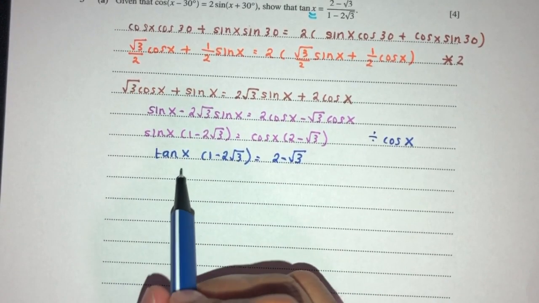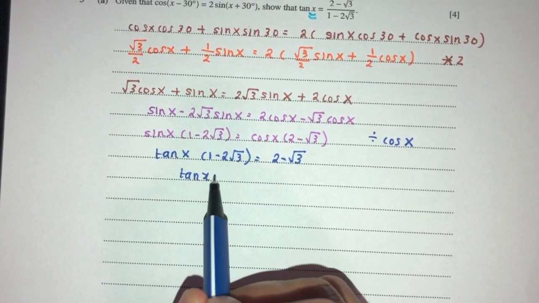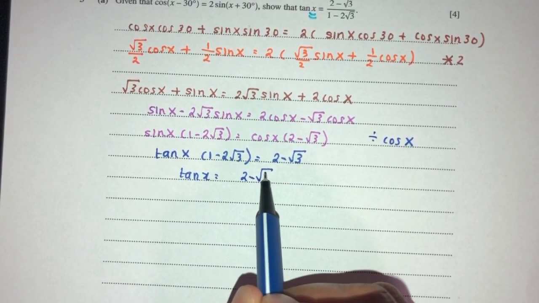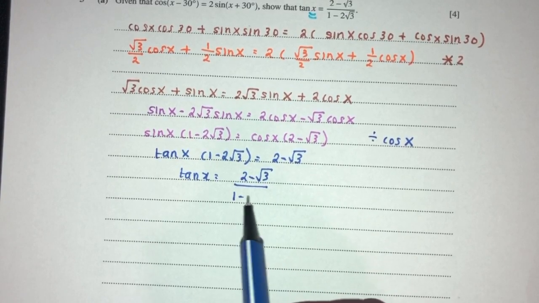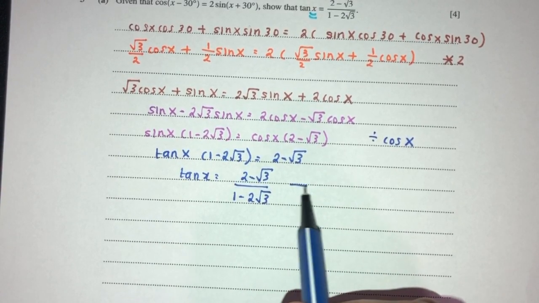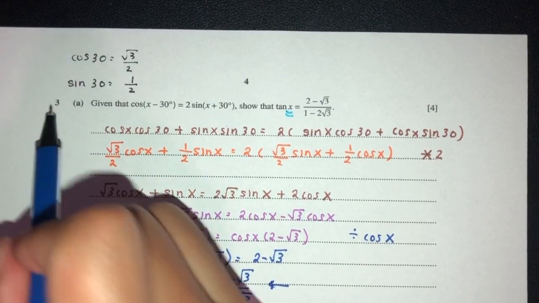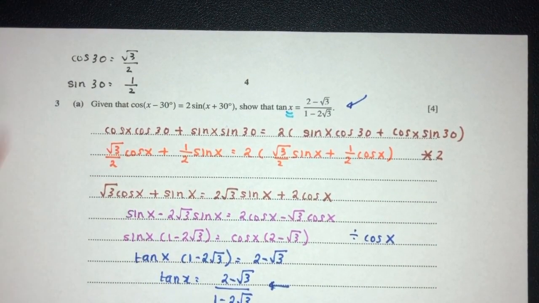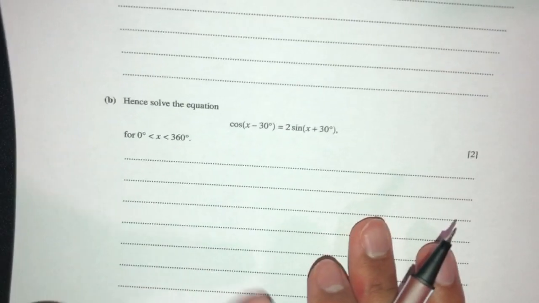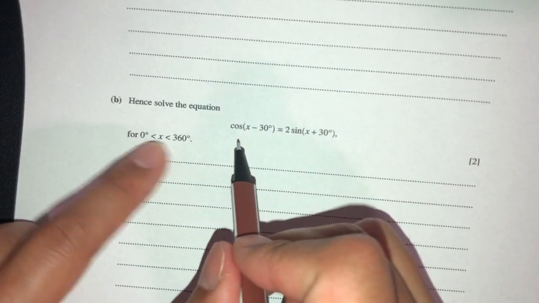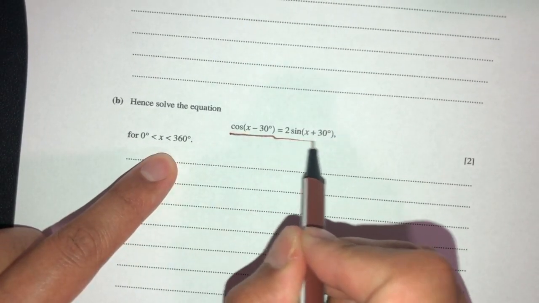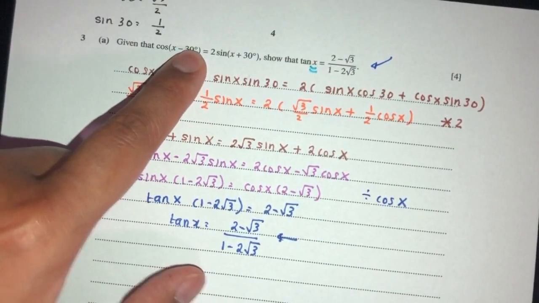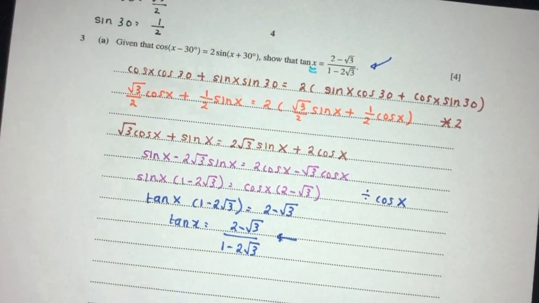Now finally, tan of x, 2 minus root 3 over 1 minus 2 root 3. This is shown as required as in part 1. Done. Now hence, it means using part 1 to solve this equation. Now this equation is the same thing that we have over here. This became this, so solving this equation instead.